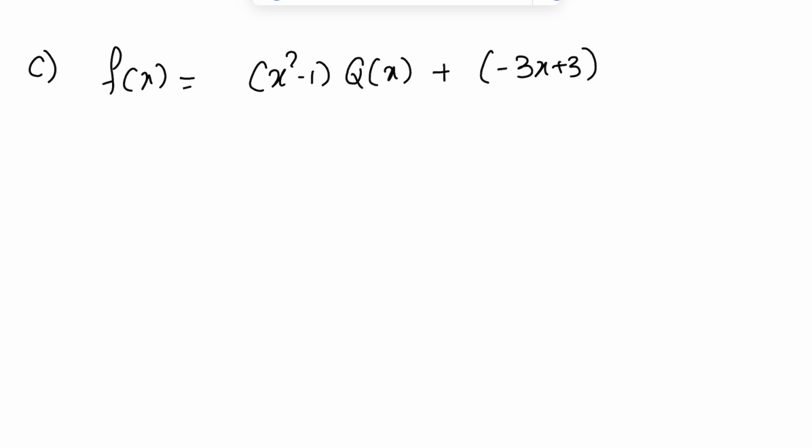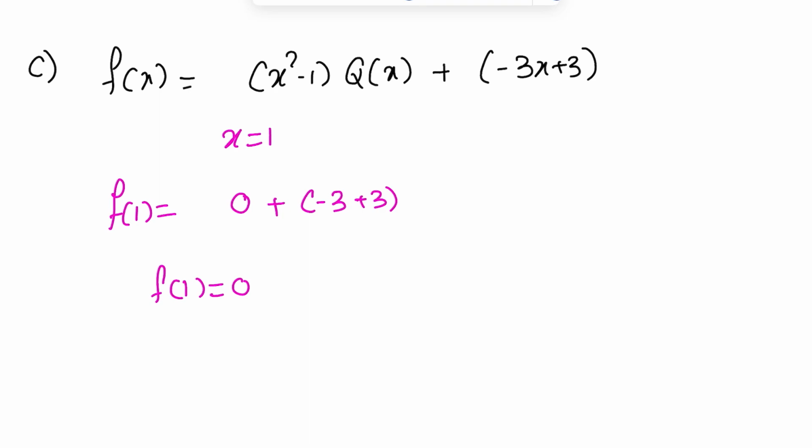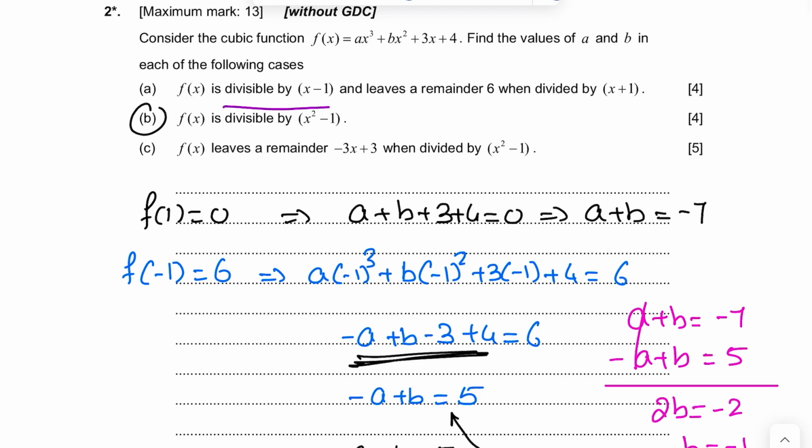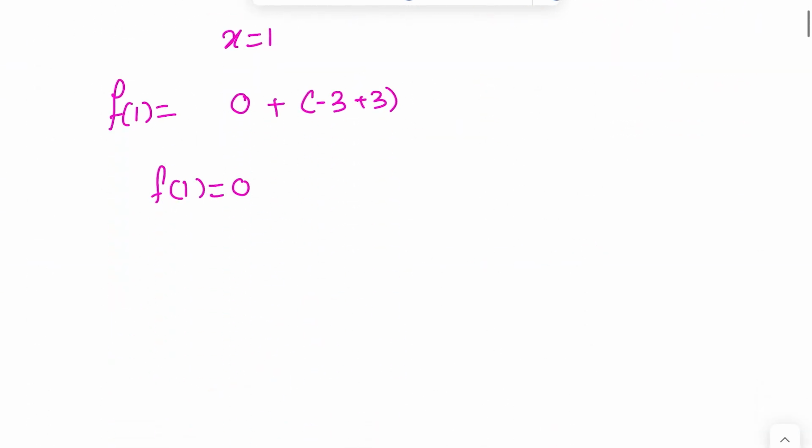Now we know what this is for x equals 1. If I plug in x equals 1, then what do I get? f of 1 equals 0 plus -3 plus 3, which is again f of 1 equals 0. So what is f of 1? f of 1 is nothing but a plus b equals -7.